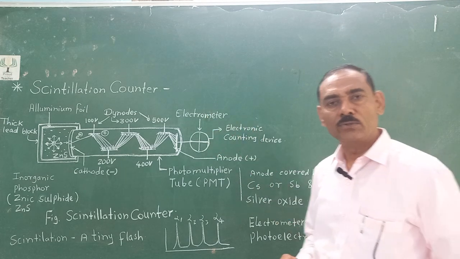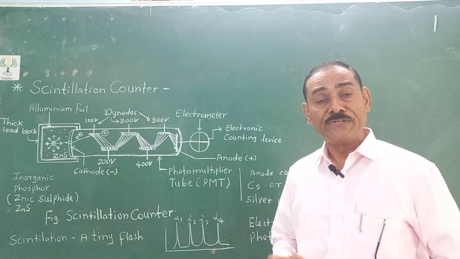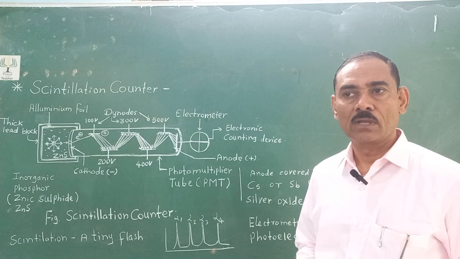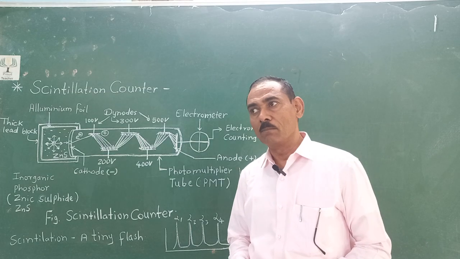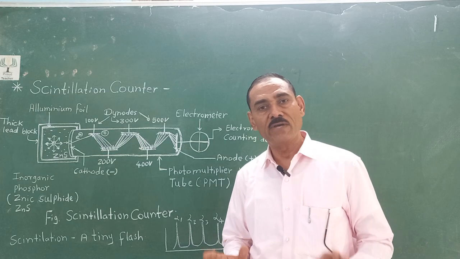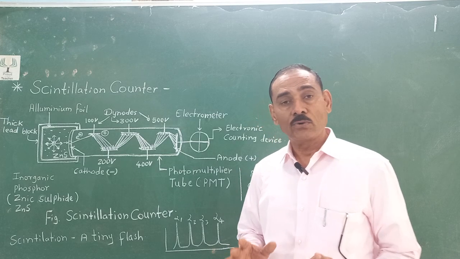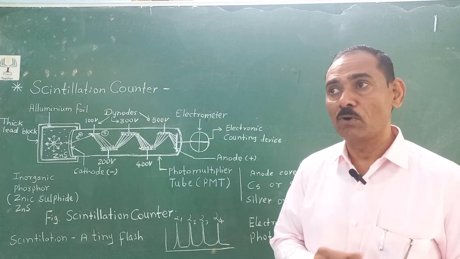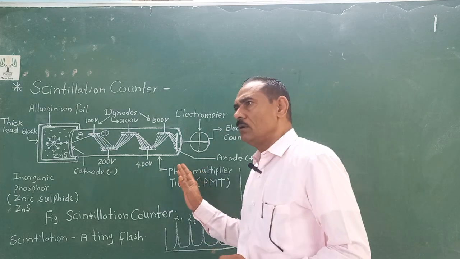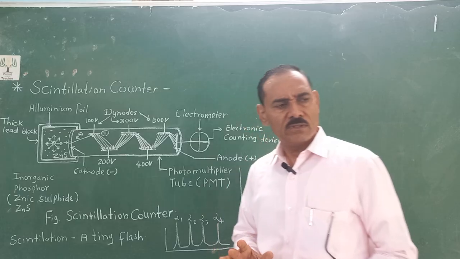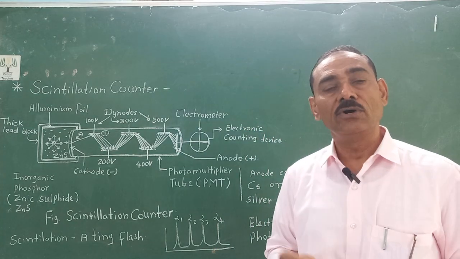Today we are going to see the scintillation counter. Detection and measurement of radioactivity is done by different devices. Out of those devices, one of the important devices is a scintillation counter. One more device is also available to us, and that is the Geiger-Muller counter.